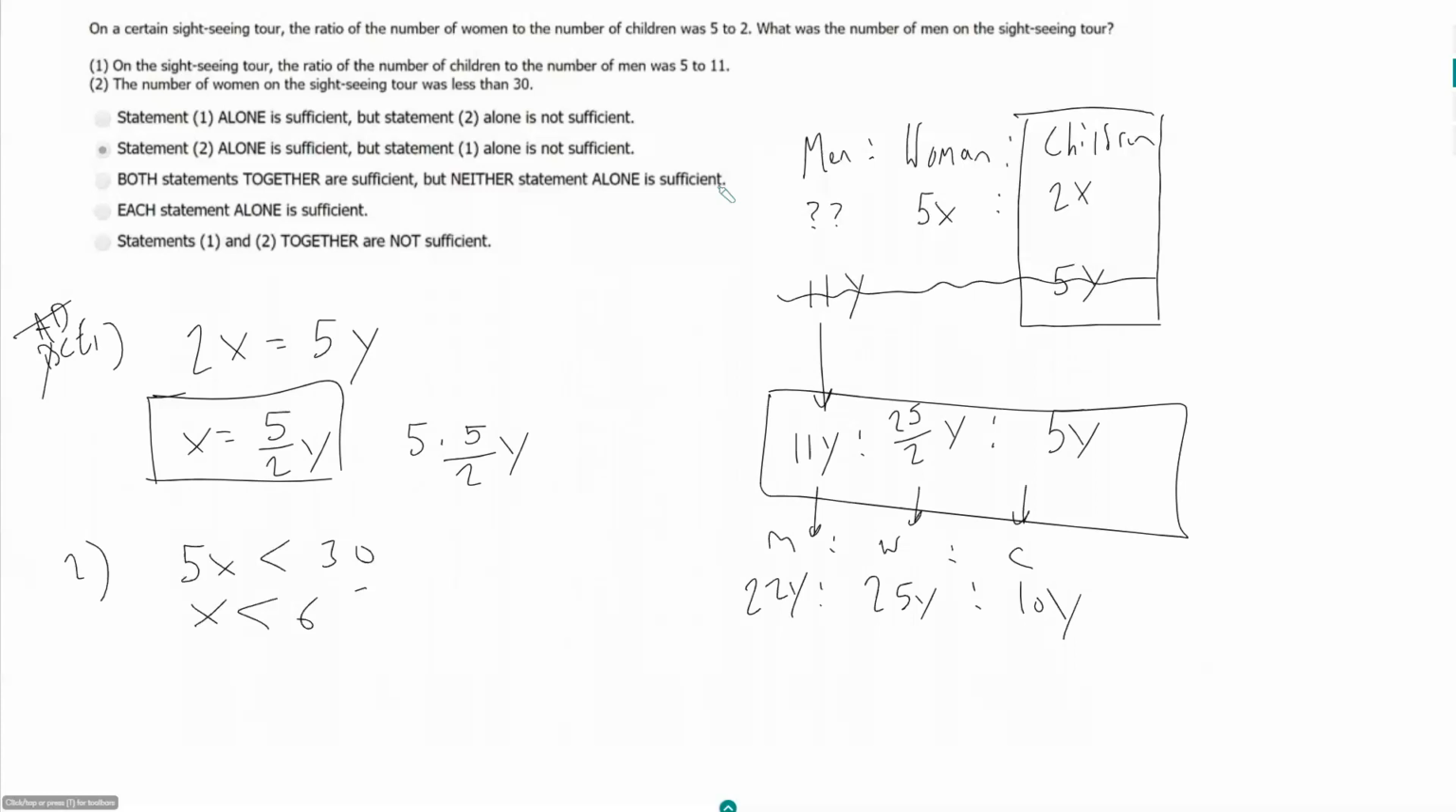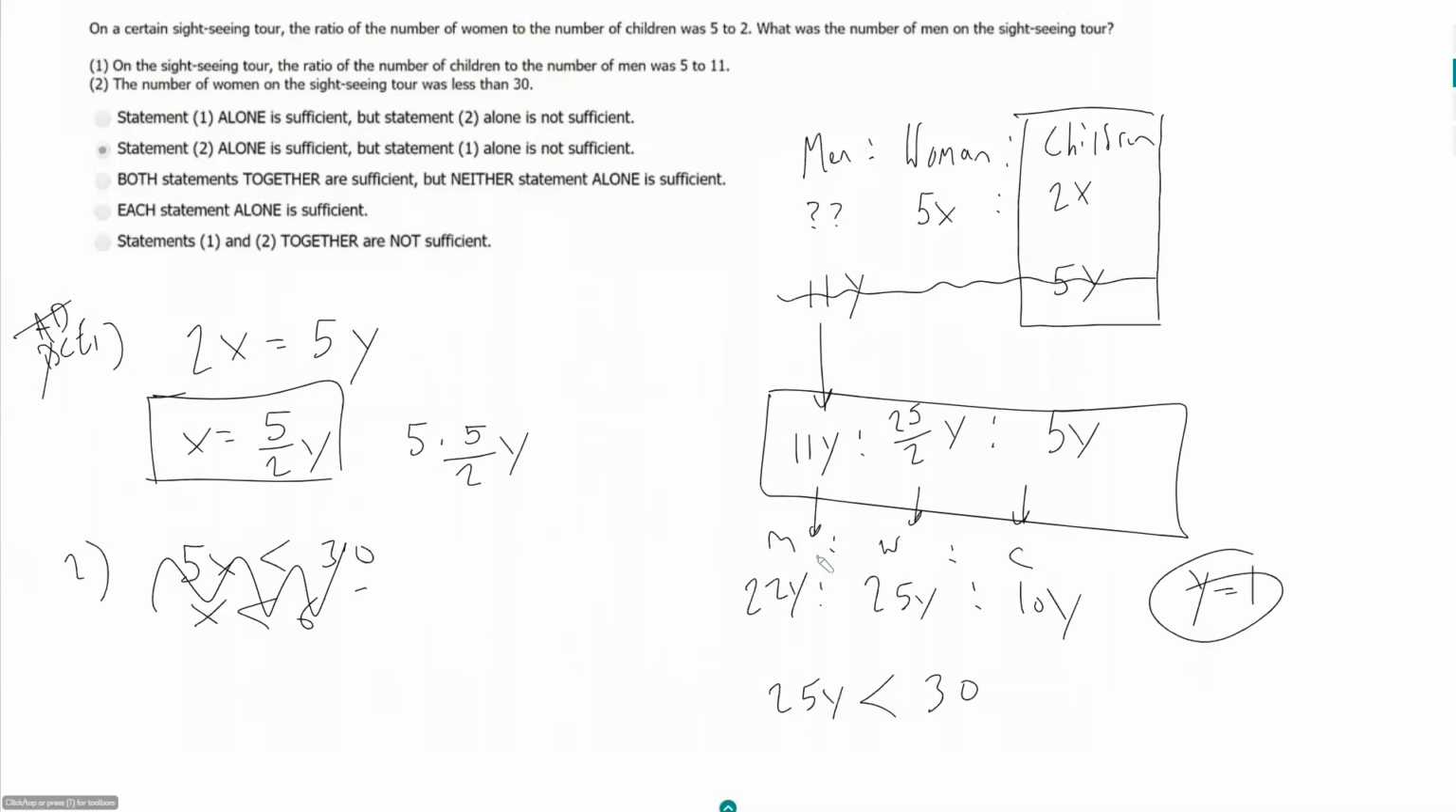And so now, if I put everything in terms of y, what is it saying? It's saying our women is less than 30. So our second statement, when we're looking at them together, is really saying 25y is less than 30. So remember something, I cannot have partial people. So this y has to be an integer multiplier. And so there's only one value for y in which my women will be less than 30. That is when y is equal to 1.